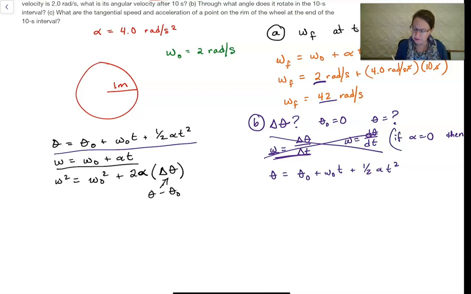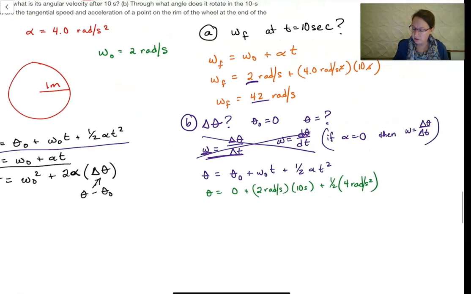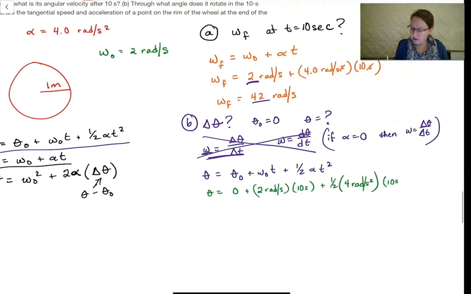So putting our values in, this equals 0 plus 2 radians per second times 10 seconds plus 1/2 times 4 radians per second squared times 10 seconds squared. Seconds all go away. This becomes 20 radians plus 200 radians, or 220 radians.